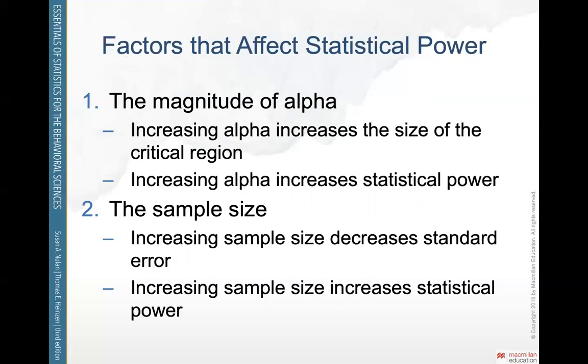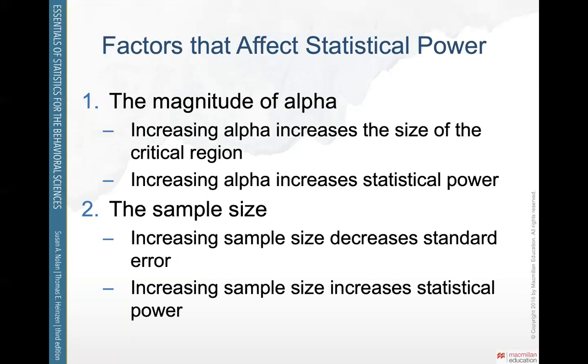If you increase alpha to say 10%, what that means is there's now going to be 10% of the area in those tails. In order for there to be 10% of the area in those tails, we have to move those critical z's closer to the center of the distribution. If we move the critical boundaries closer to the center, then we're going to have more area. Instead of 5%, we'll now have 10% of the area in our critical region.